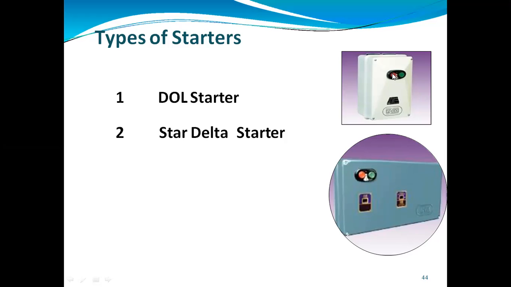Just say if you are using any AC machine, we use these buttons as a switch for making that machine on. So here we are saying there are two types of starter, the direct online starter and the star delta starter. This is the star delta and this is the direct online. So what is the need of a starter?